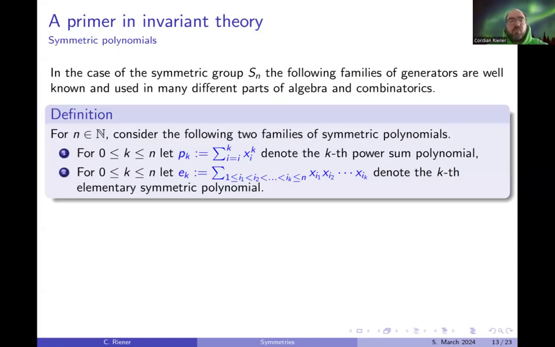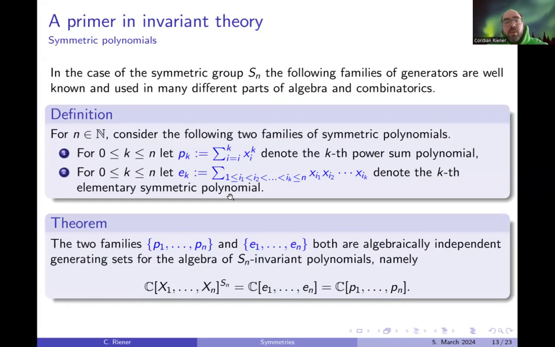Okay, so the important result to know or to remember is that these two families are both algebraically independent, and they span the Sn invariant polynomials. So every Sn invariant polynomial in n variables can be uniquely written as a polynomial in either p1 to pn or e1 to en.